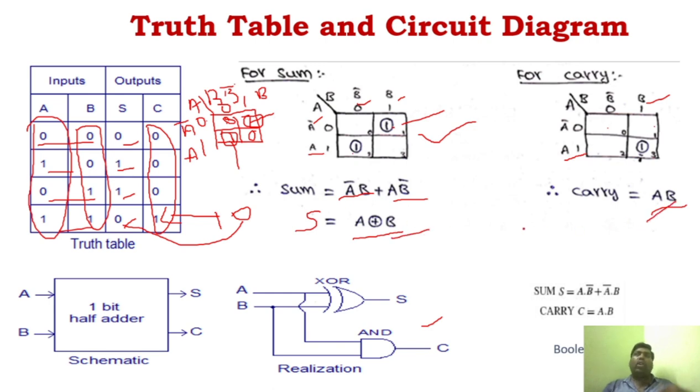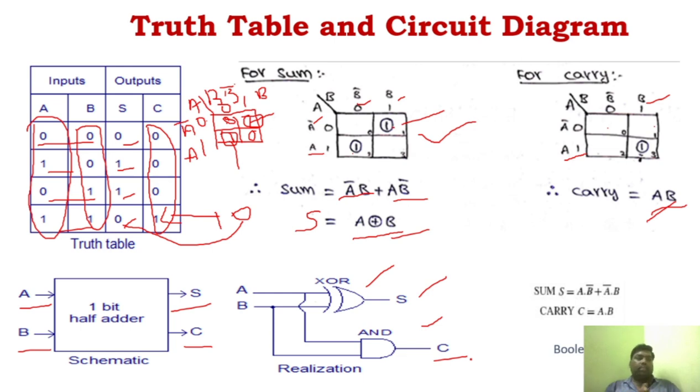So now I have to draw the circuit. How will I draw the circuit? You can see A is the input, B is the input, and the outputs are sum as well as carry. For sum, it is A XOR B, so I'm using an XOR gate for sum. And similarly, carry is A into B, that is A AND B. Very simple half-adder design, correct?